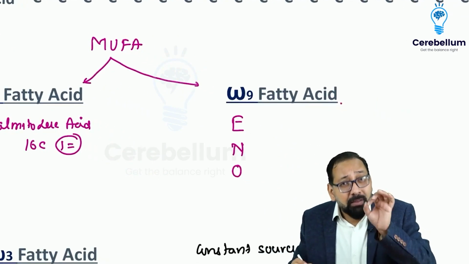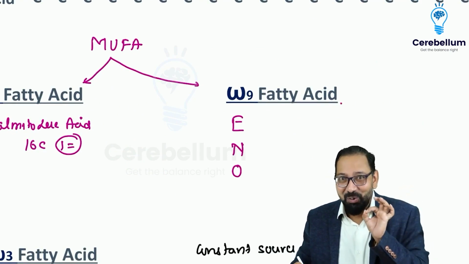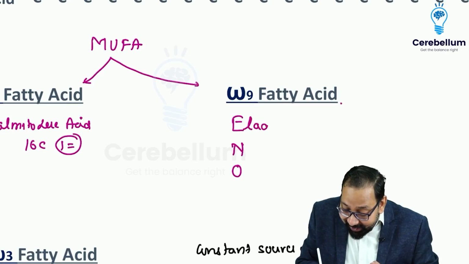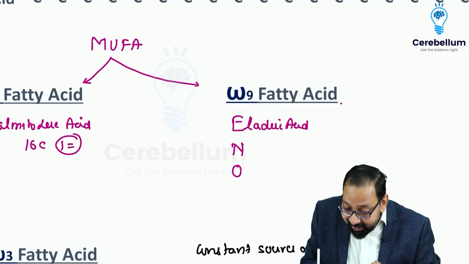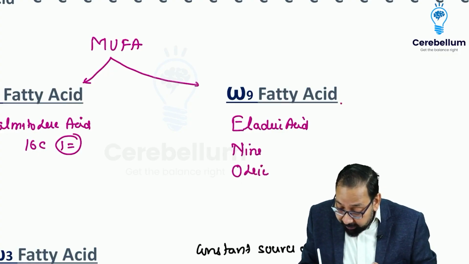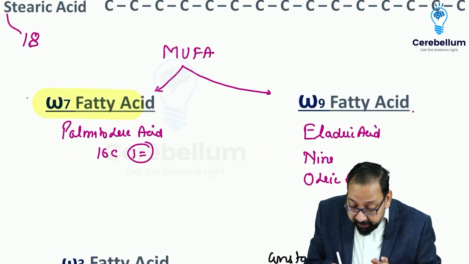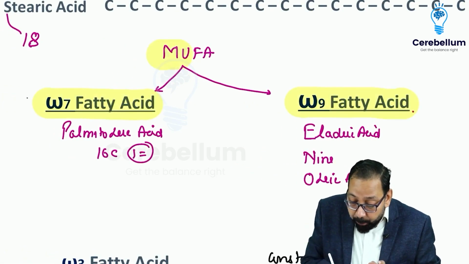Omega-9, example mnemonic is ENO. E for elaidic acid, N for 9, omega-9, O for oleic acid. So these are monounsaturated fatty acids, omega-7 and omega-9, MUFA.